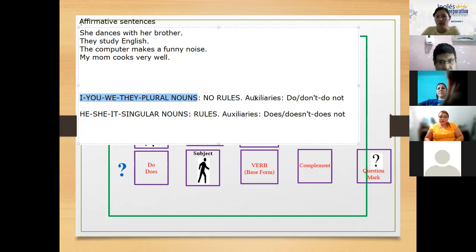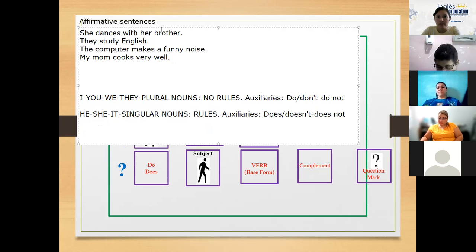Y los auxiliares que voy a utilizar son do para preguntas, don't para negativos, o do not, que es la forma completa. Para he, she, it, and singular nouns, sí voy a necesitar reglas. And the auxiliaries that I'm going to need for questions is does. Y para negativas es doesn't or does not. ¿Ok? Now, ya sabiendo esto, me regreso para acá y vamos a hacer las oraciones negativas.